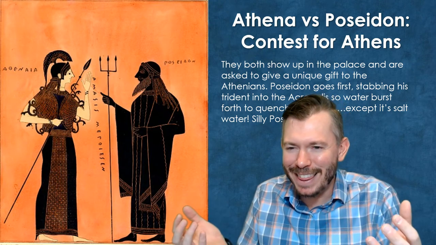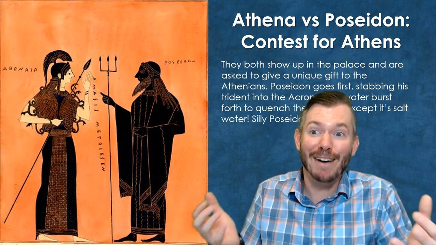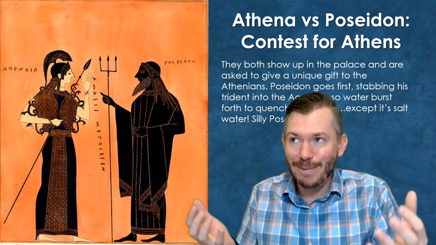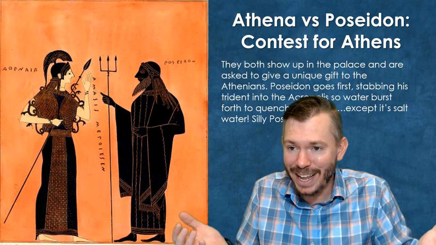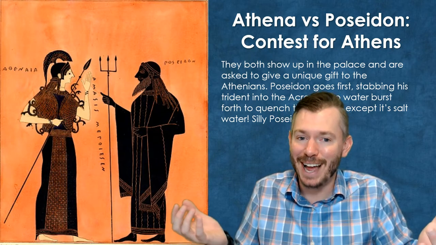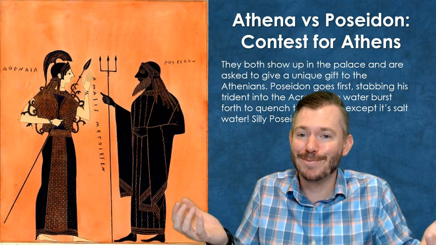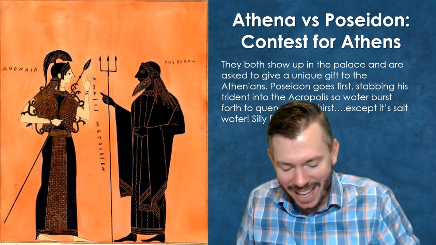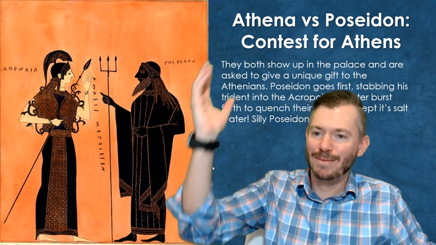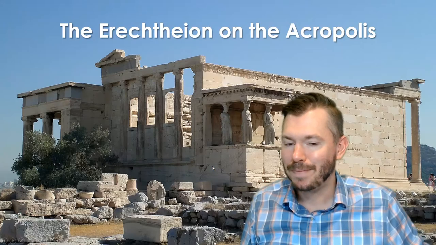And I don't know why he didn't think of this. It seems kind of obvious that it would be salt water. Salt water is not particularly useful. You can't drink it. You can't plant things with it. I guess you can make salt out of it, and salt's pretty delicious. But that's about it. So, anyway, he strikes the ground. Out comes water. It turns out to be salt water.